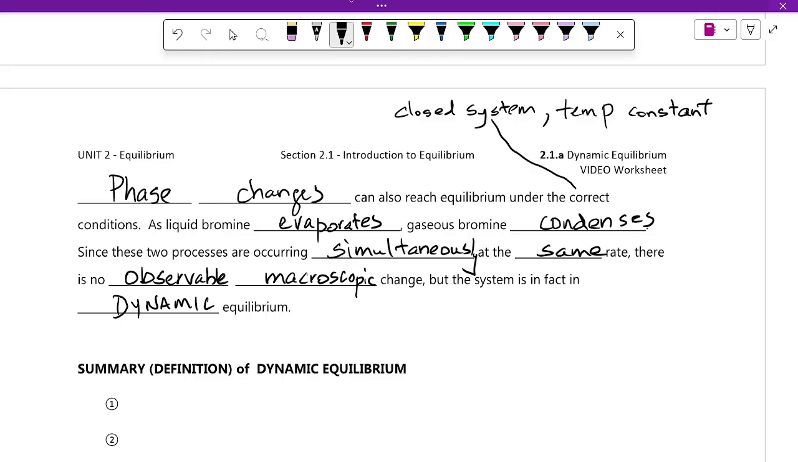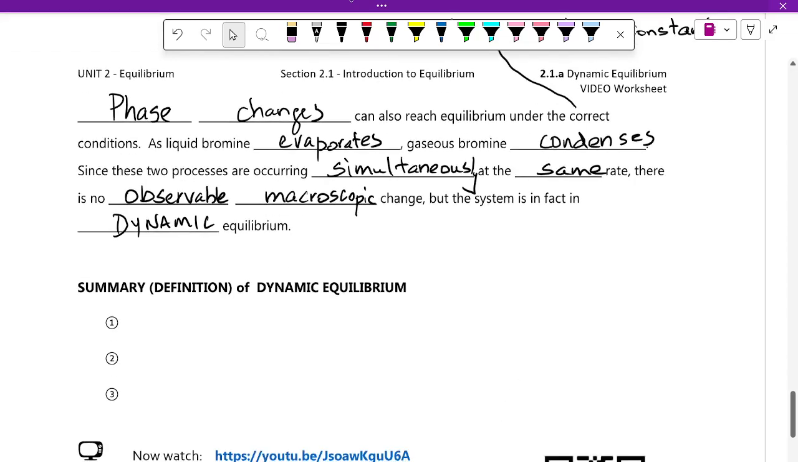So what was our summary definition of dynamic equilibrium? What did it have at the very first one? Oh, I should write it the other way around. Forward rate equals reverse rate. Yes?